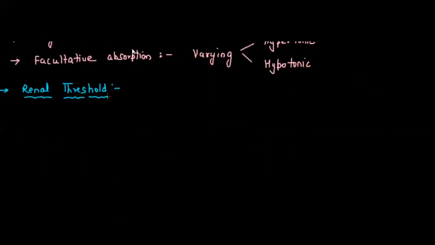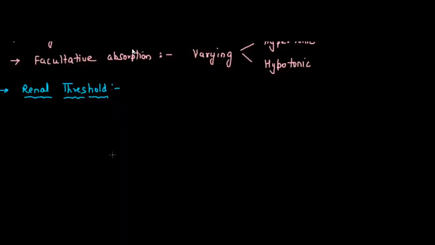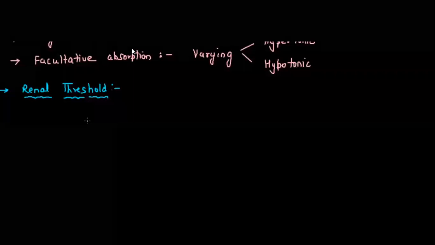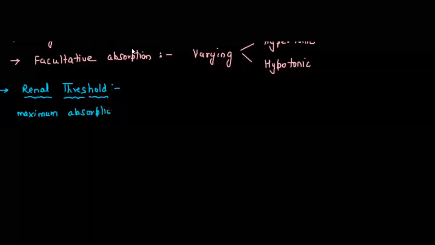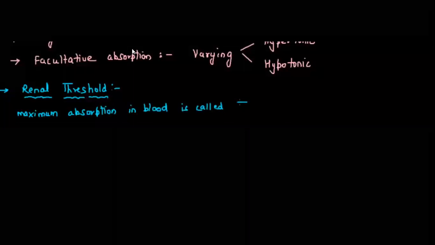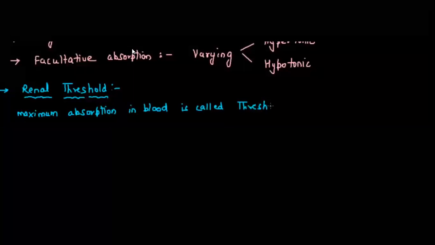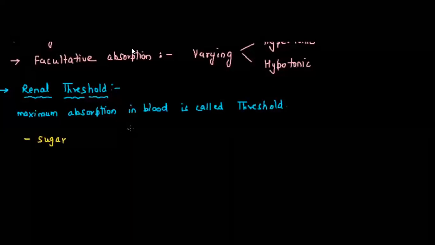Let's understand one very important word, that is called renal threshold. When I talk about renal threshold, renal threshold means the maximum absorption in the blood. Maximum how much your blood can hold. That is a very important part. So the maximum absorption in the blood is called the threshold.